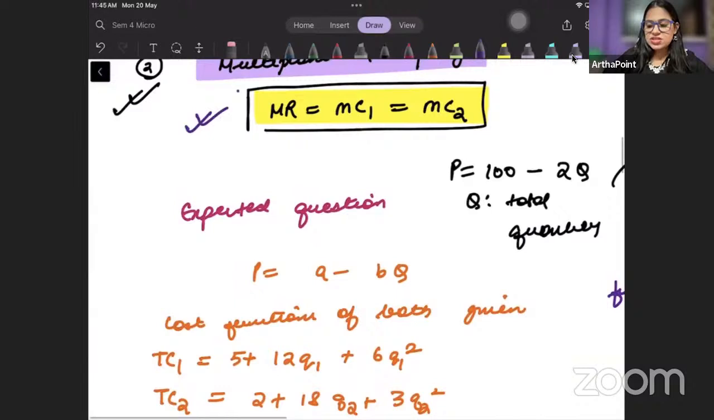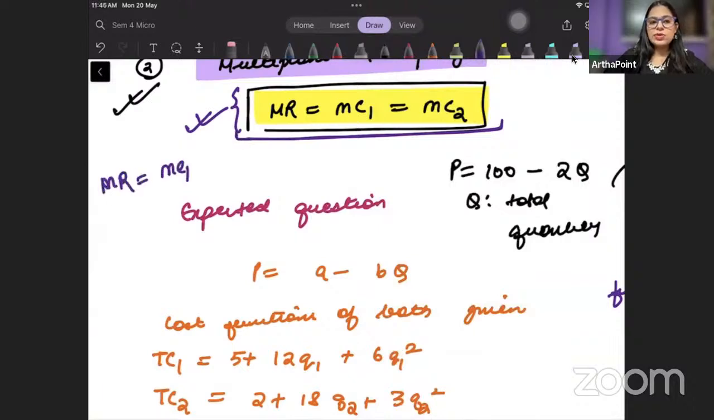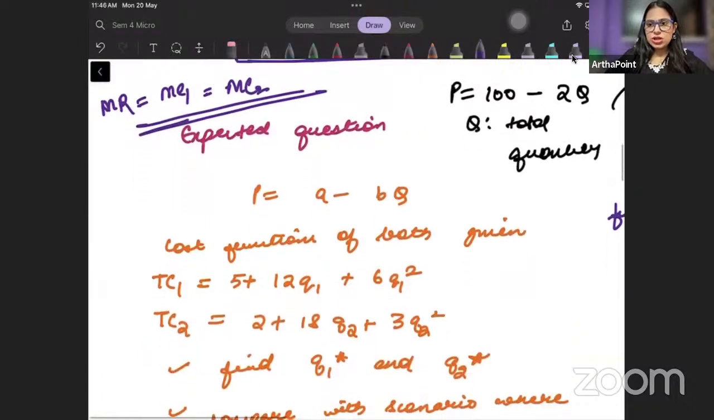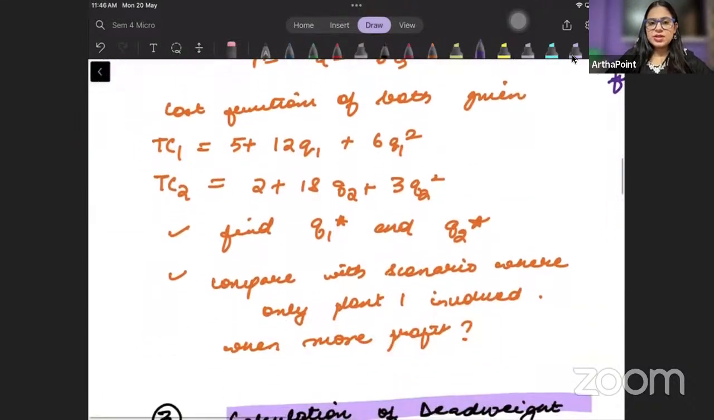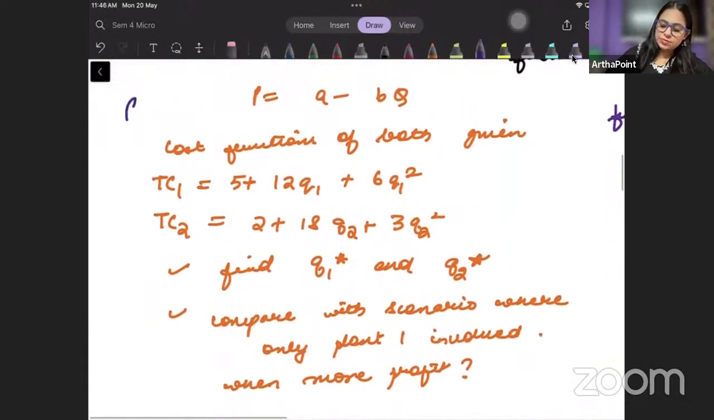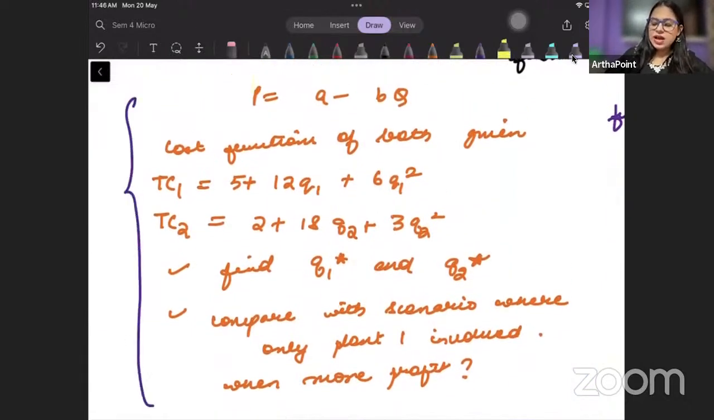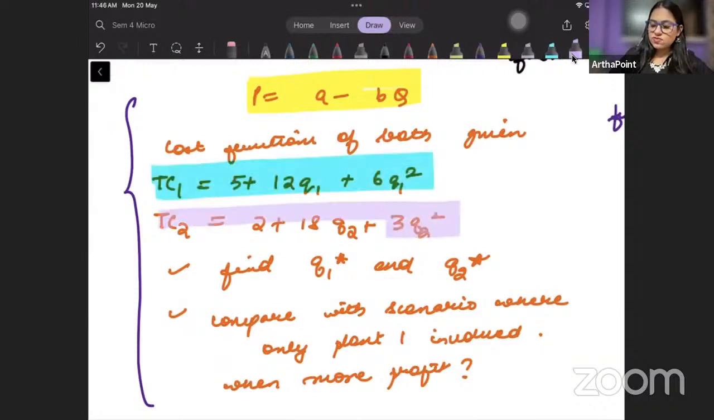So we have already studied that to solve these questions, this is the relationship that you will be using. You will be using MR is equal to MC1 is equal to MC2. Just use this condition and solve this question. Okay? So this is a sample question. Here you are given a demand relationship. You will be given a demand relation. You will be given total cost of plant 1 and total cost of plant 2.